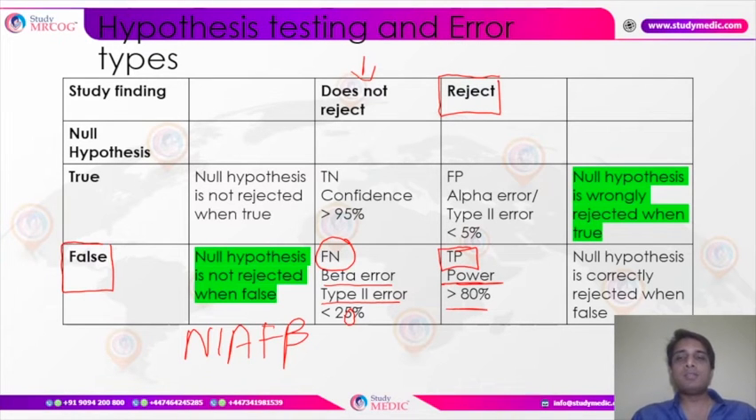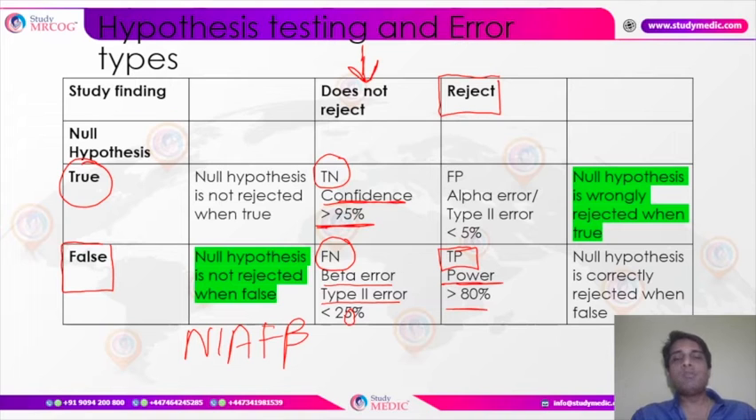Now, if our hypothesis says there is a difference in glucose between males and females, but the null hypothesis says there is no difference, and we know that the null hypothesis is true, what should we have done? We should not reject this null hypothesis, and go on to conclude that there is no difference in glucose between males and females. So when we truly do not reject a correct null hypothesis in our study, it is a true negative. It is called the confidence in our study. It should be more than 95%. So it is null hypothesis not rejected when true.